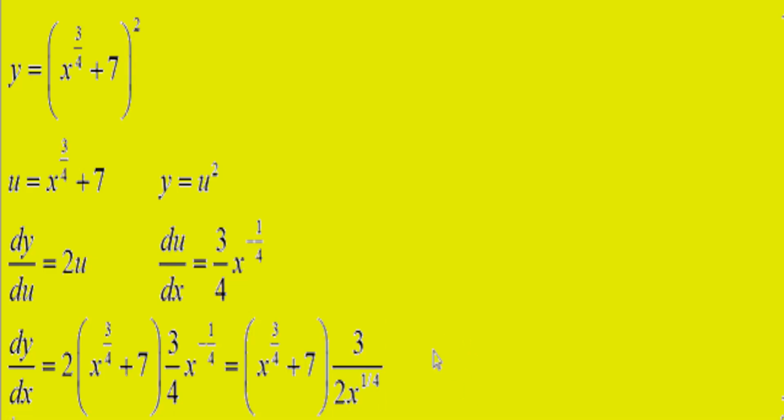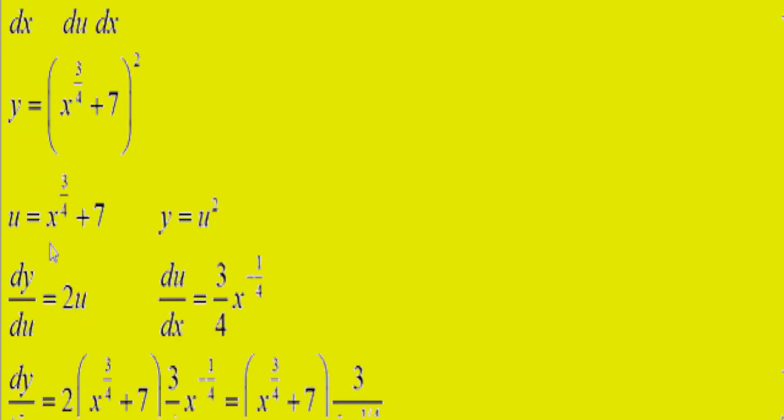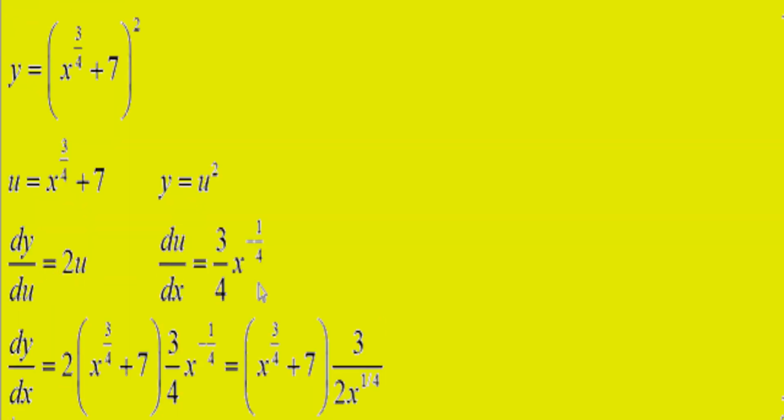So that's basically it. Basically, all chain rule problems work that way. You just find a substitution for u. You find dy/du, then du/dx. You multiply them together, and that's it.